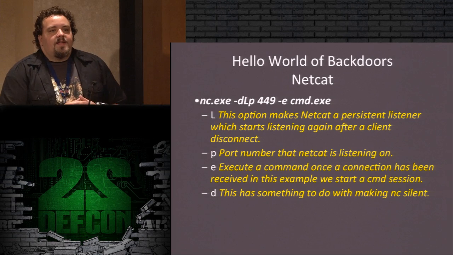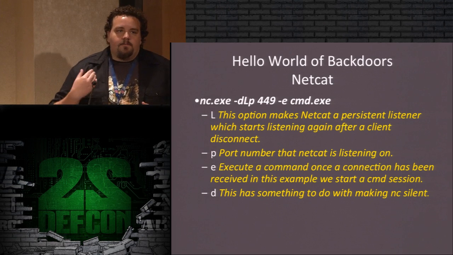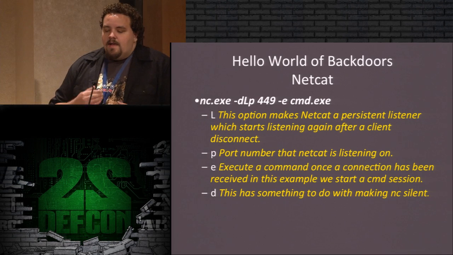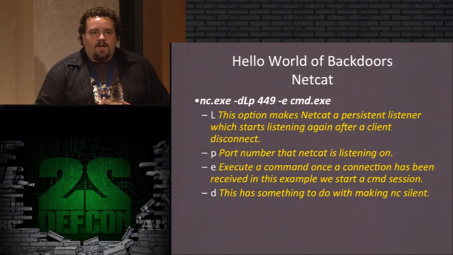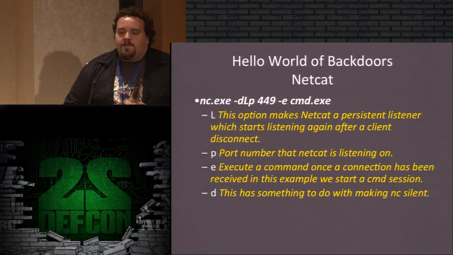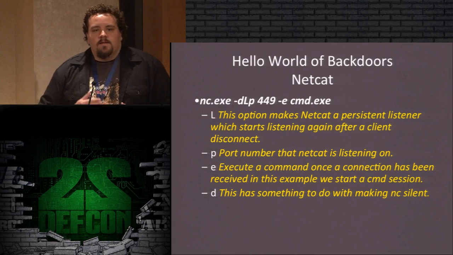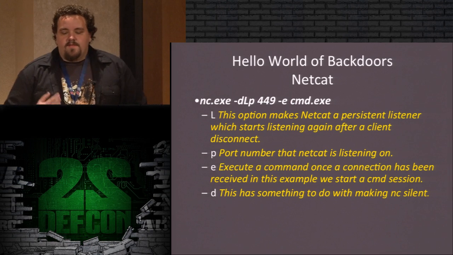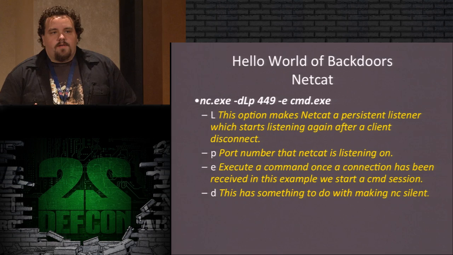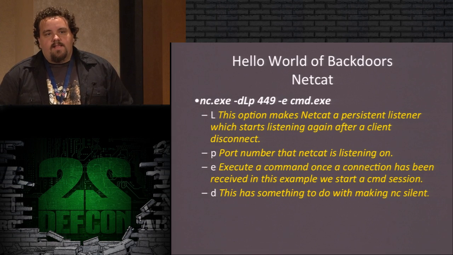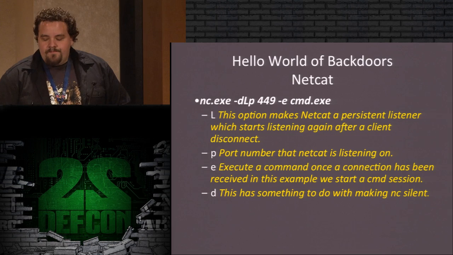So we want to set up netcat, so we get netcat from Kali or wherever we're going to grab it from, and then we're going to set up a backdoor, right? In this command, we're running netcat with a listener on port 449, and we're telling it to execute the command line CMD. So as soon as I connect to that port through netcat as a client, I'm going to get a command prompt.